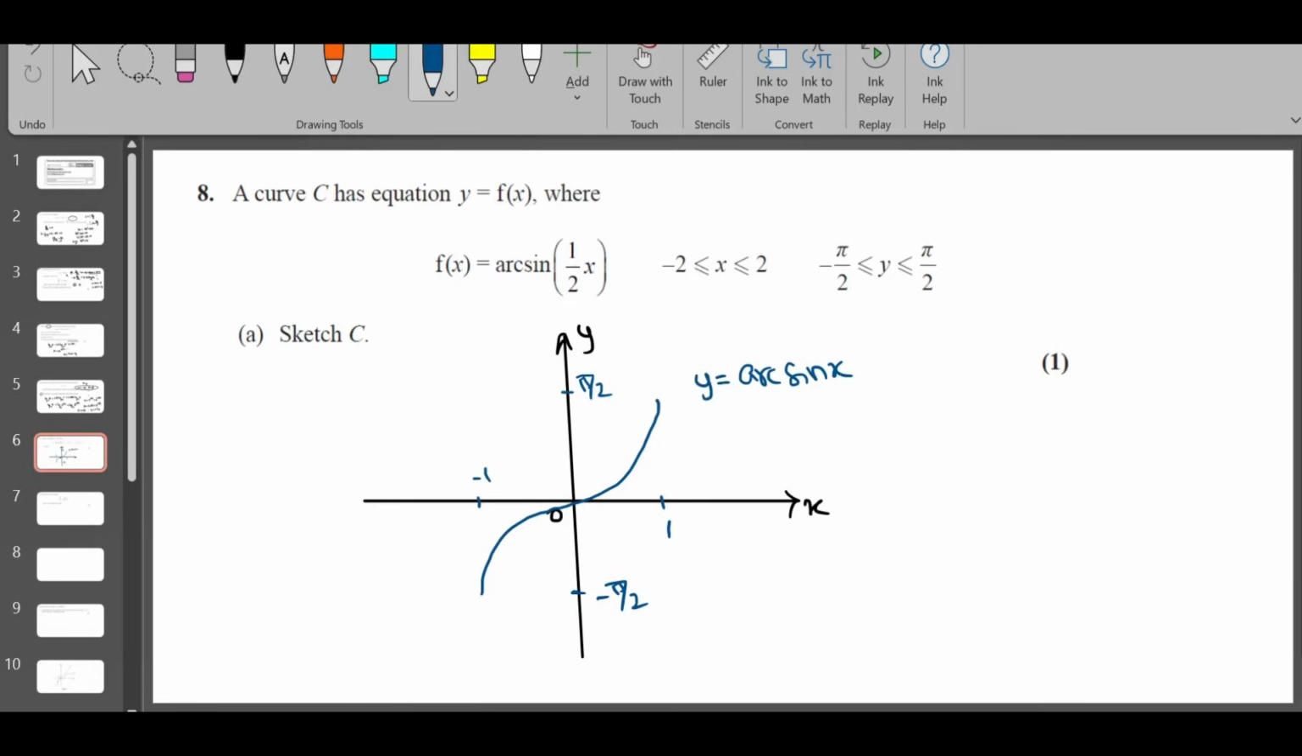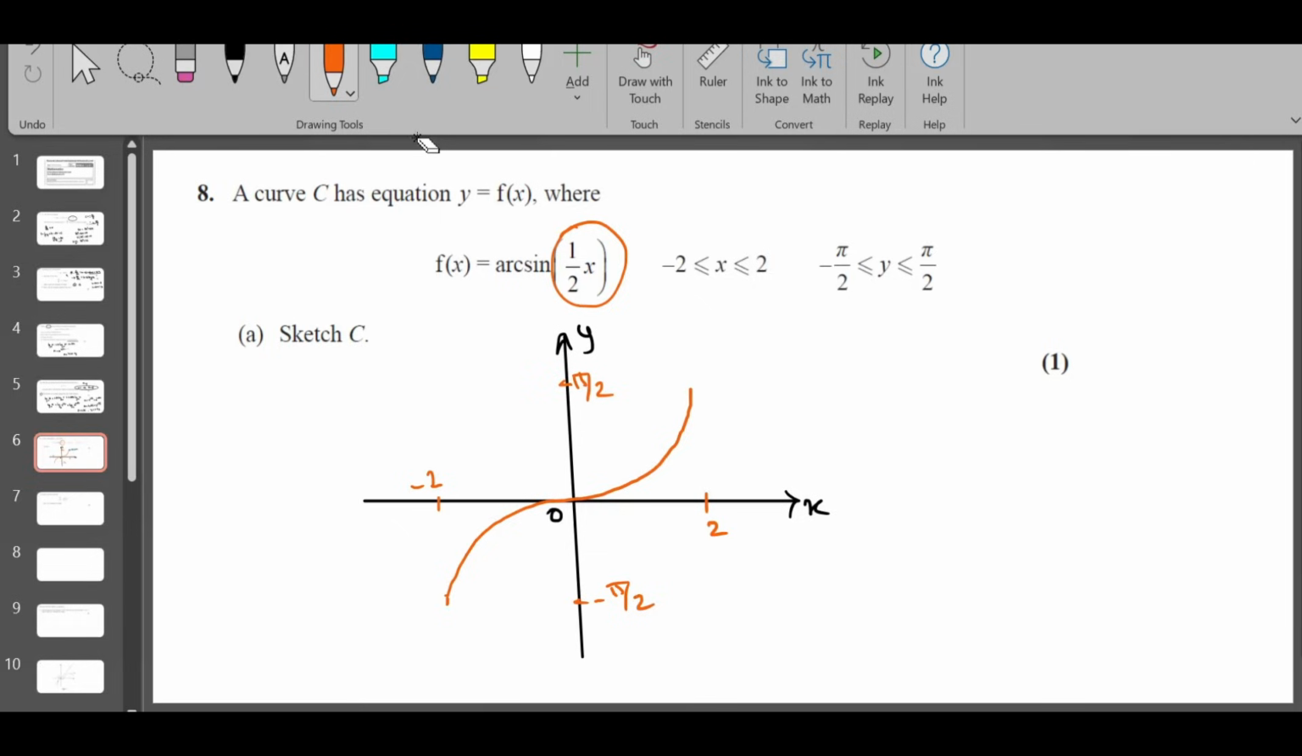But if you replace x by half x, it's a stretch along the x-axis, a horizontal stretch. So you need to multiply the x coordinates by 2. So the y coordinates stay the same. The new x coordinates would be minus 2 to 2 now. So this stays the same, pi over 2, this stays the same, minus pi over 2. And then label the graph. Y is equal to arc sine, or sine inverse, of half x.